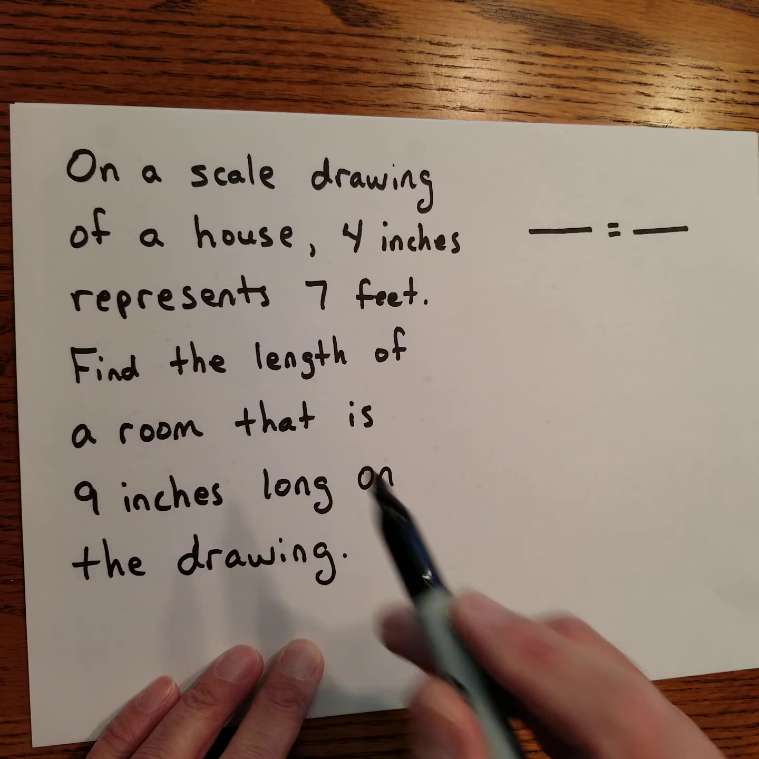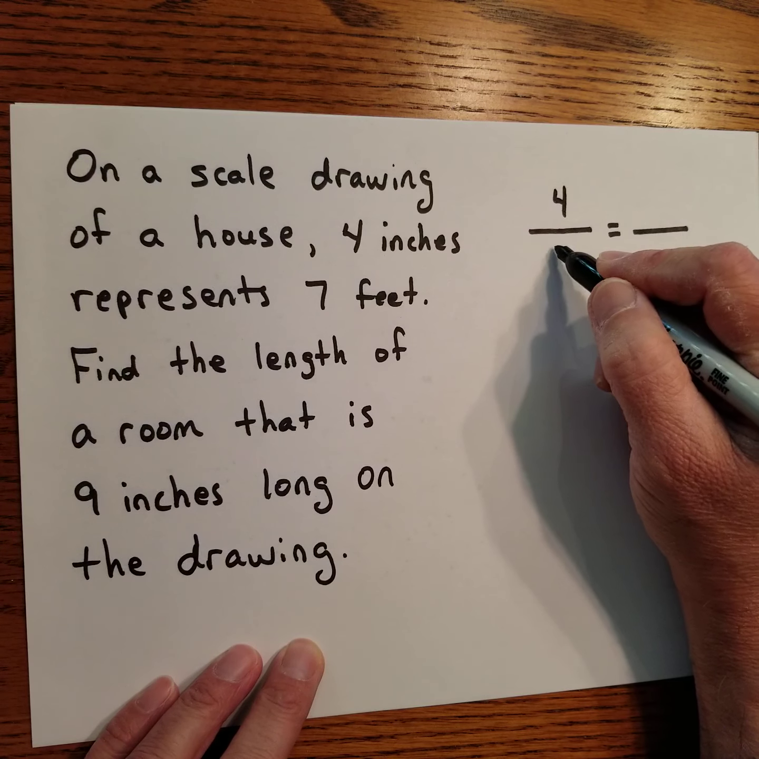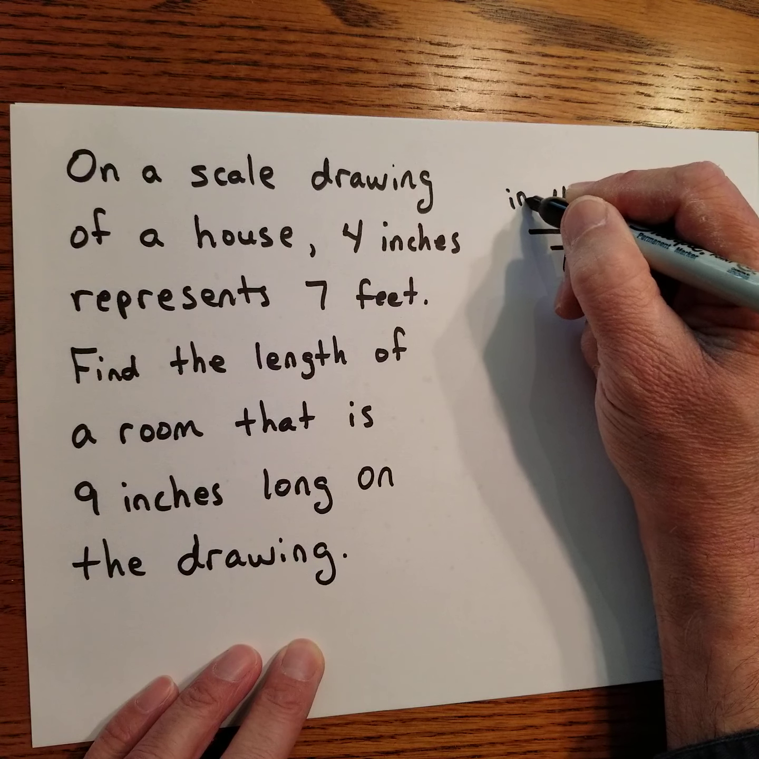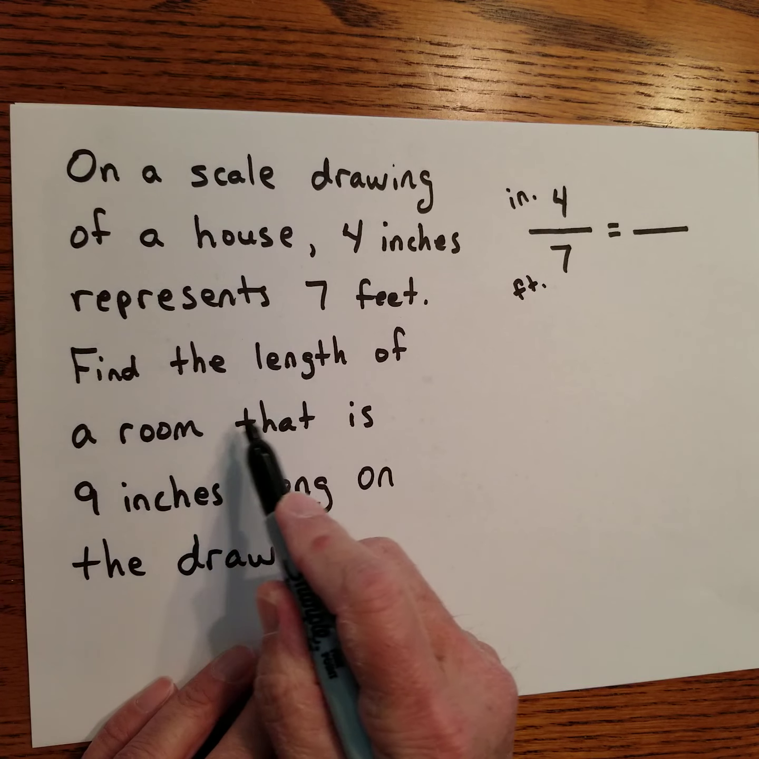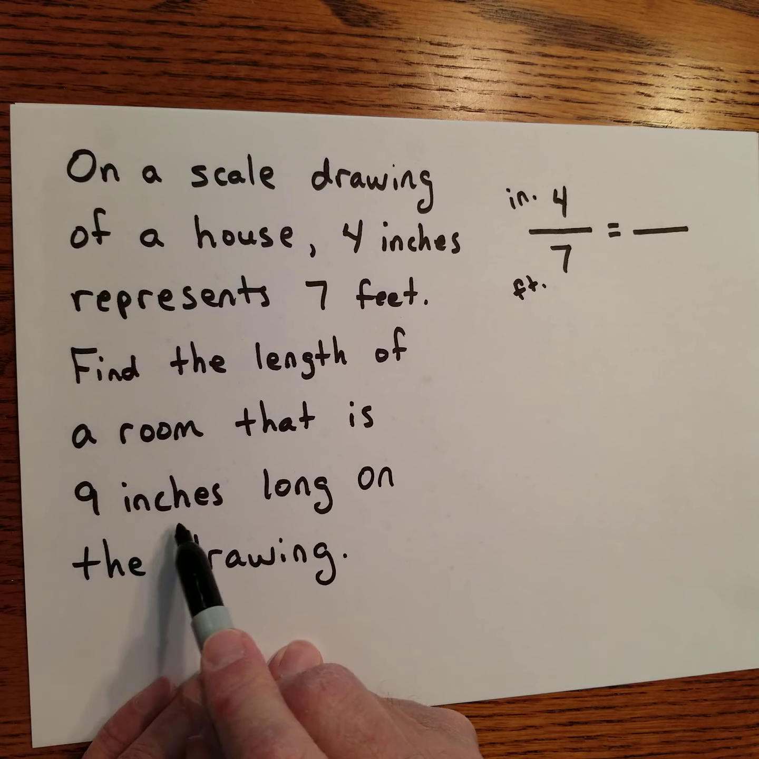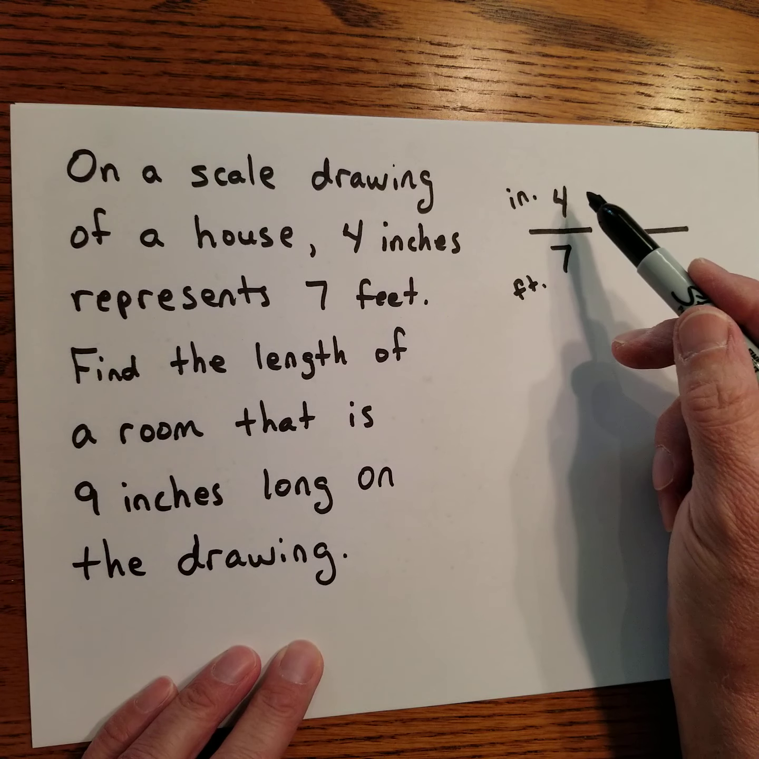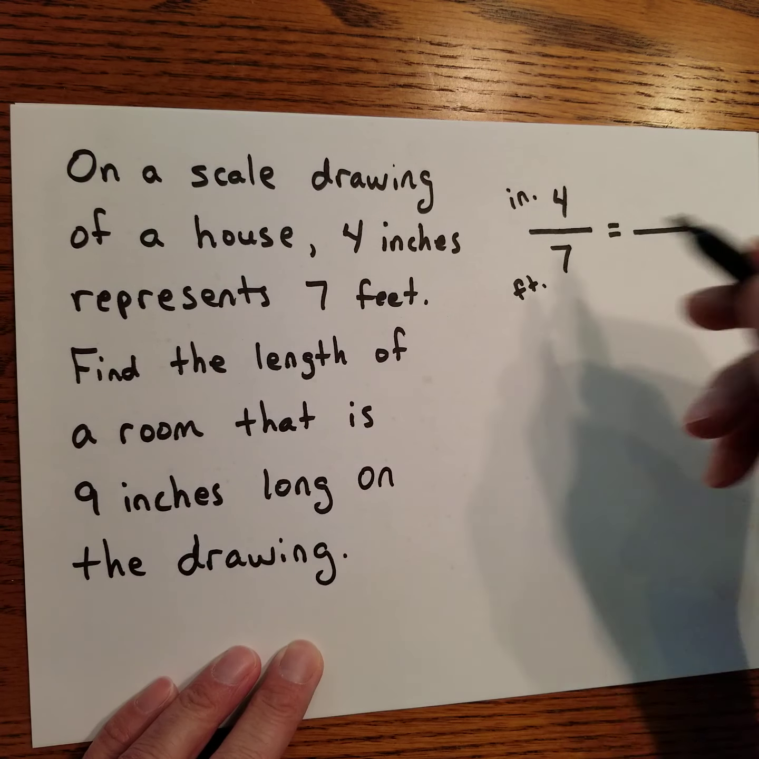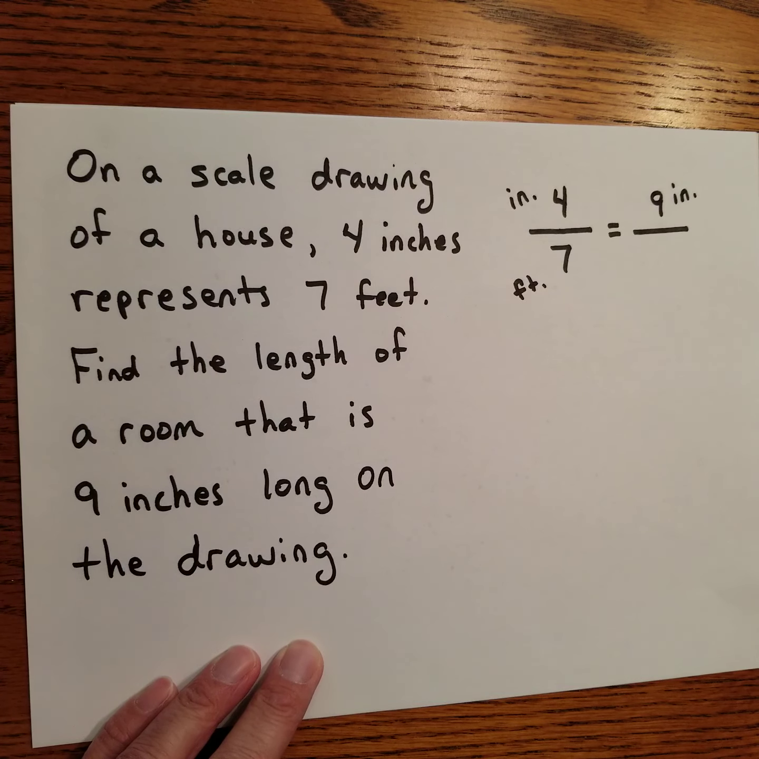Let's go back to the first sentence. On a scale drawing of a house, 4 inches represents 7 feet. Let me make a note. This 4 is inches, while this 7 is feet. Find the length of a room that is 9 inches long on the drawing. Let's get the 9 inches in the proper place in my proportion. In this ratio, I have inches in the top and feet in the bottom. This 9 is inches. If I've got inches in the top on one ratio, I've got to have inches on the top of the other.